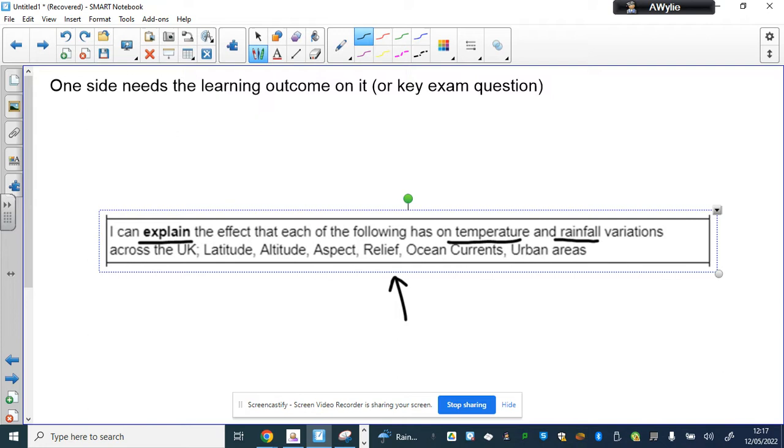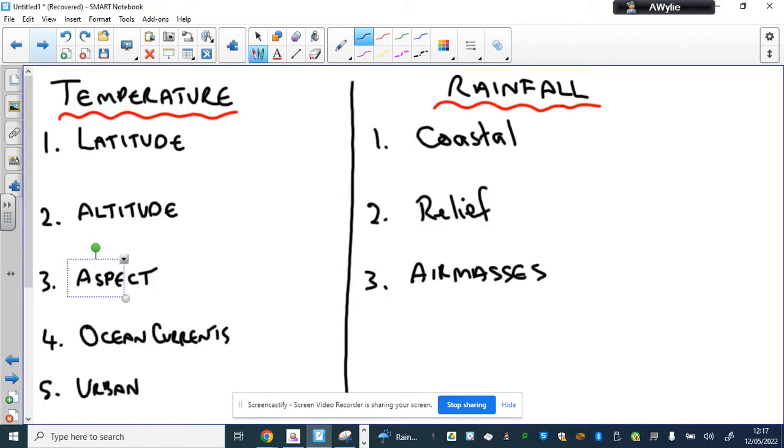Now what you want to do is flip the card over. On the flip side, you want to put a summary or the main points for what you would do to answer a question if it focused on this particular learning outcome. On the flip side of your flashcard, you want to divide the flashcard in two with a vertical line. On the left-hand side, you want to write down a little heading, temperature. On the right-hand side, you want to write down rainfall.